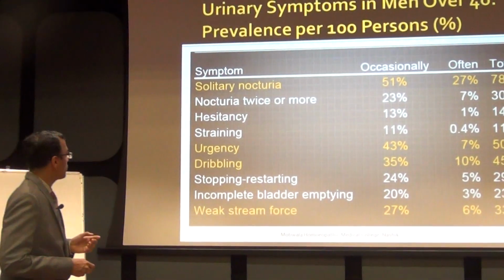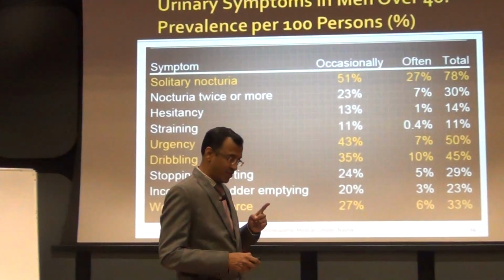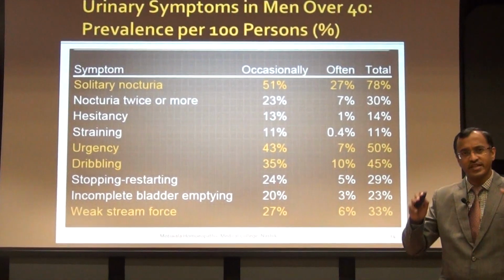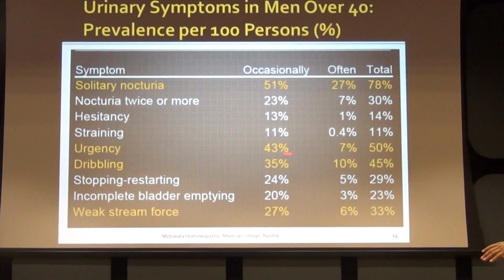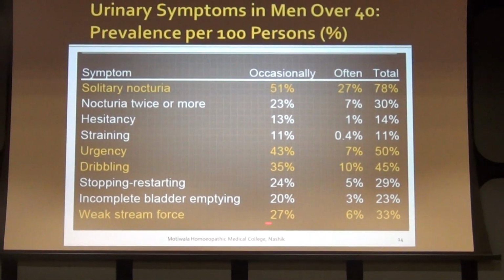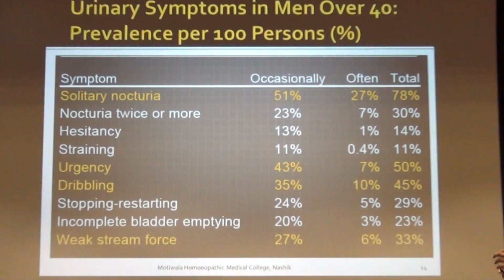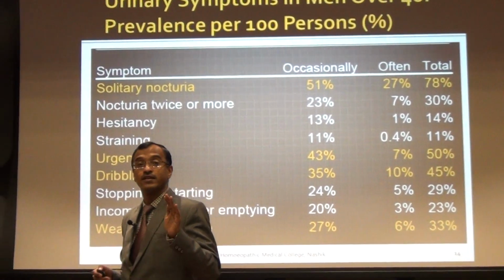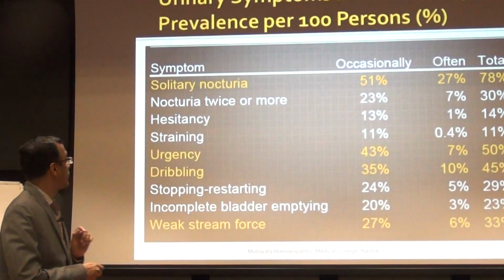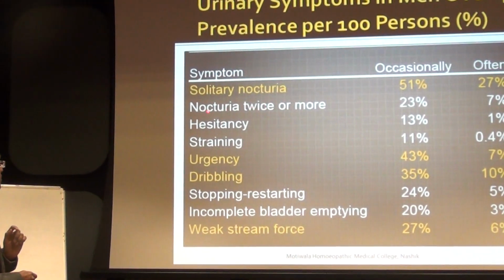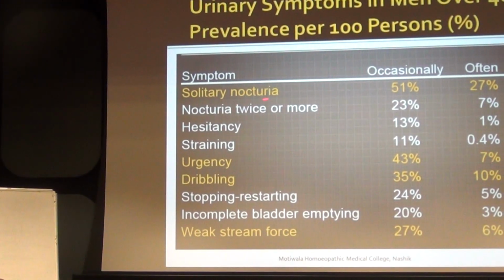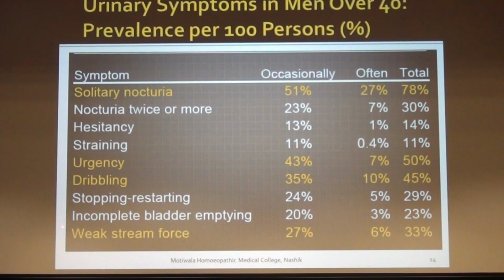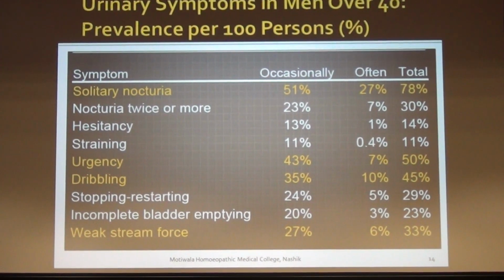Now, there are solitary nocturia, that is only frequency of urination at night, the urgency, dribbling and weak stream force. These are the key prevalent symptoms which have been observed in the research. So we need to concentrate on these four symptoms: solitary nocturia, urgency of urine, dribbling of urine and weak urinary stream force.